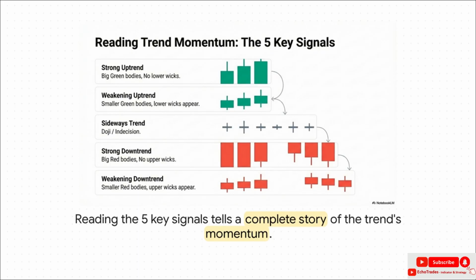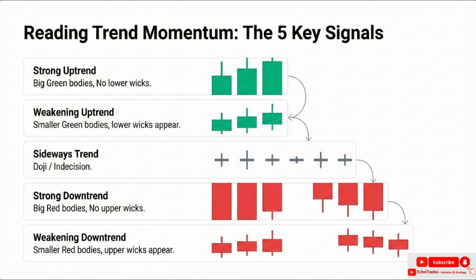And this is where it all comes together. This is how those building blocks create a whole narrative. Look at the top, a strong uptrend. What is it? It's just a series of big green candles with no lower wicks. That is pure, unadulterated buying power. But then, look what happens. As the trend starts to get tired, the bodies get smaller and you start to see little lower wicks pop up. Then maybe you get some dojis. That's indecision. That's the turning point.